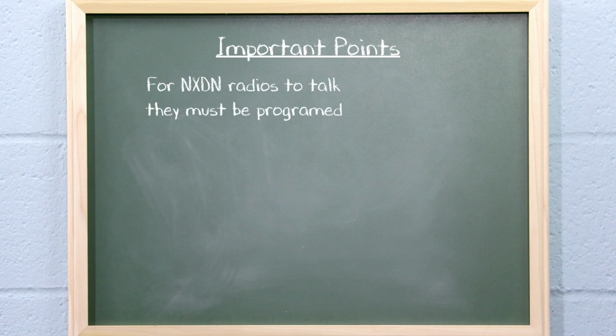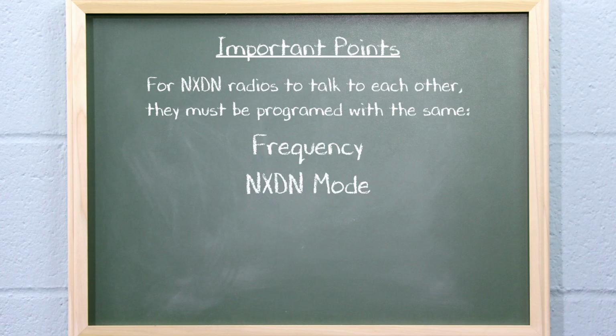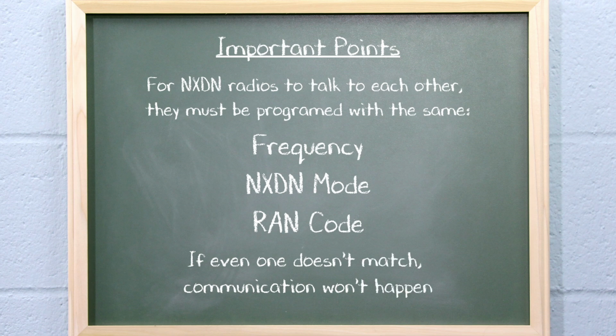For NXDN radios to talk to each other successfully, they must all be programmed with the same frequency, the same NXDN code, and the same RAN code. If even one of those doesn't match, communication won't happen.